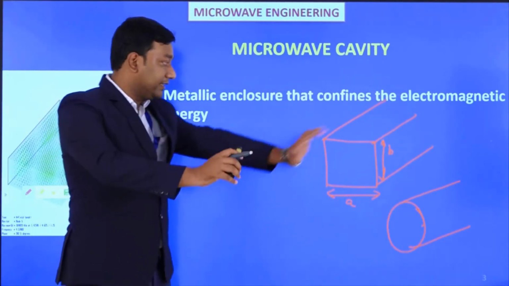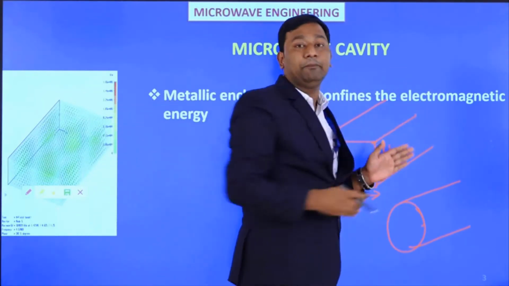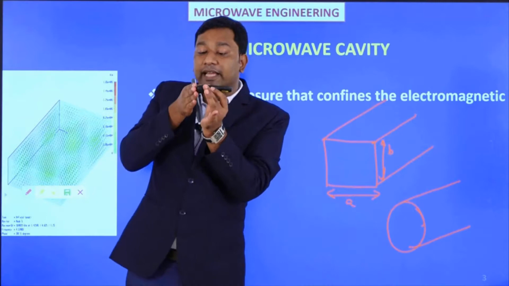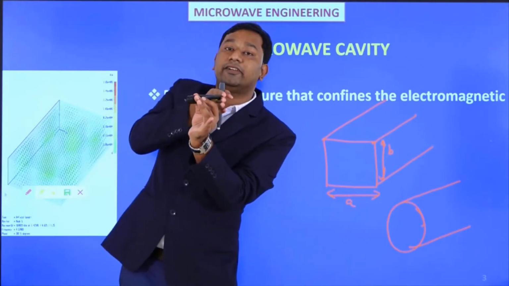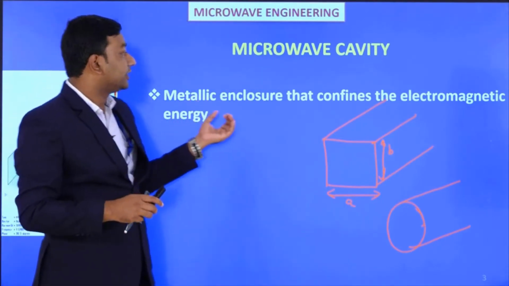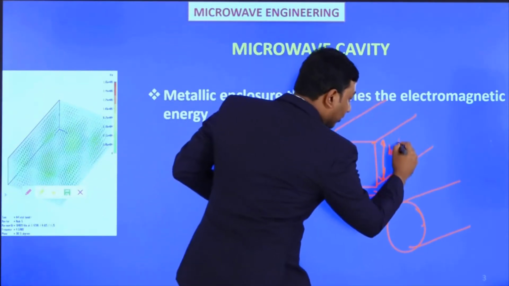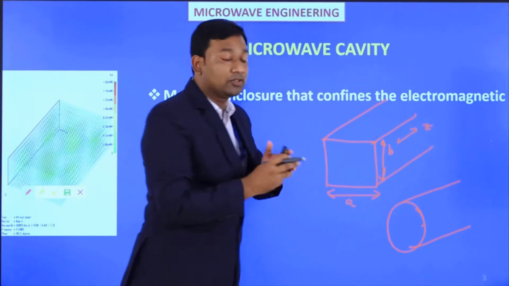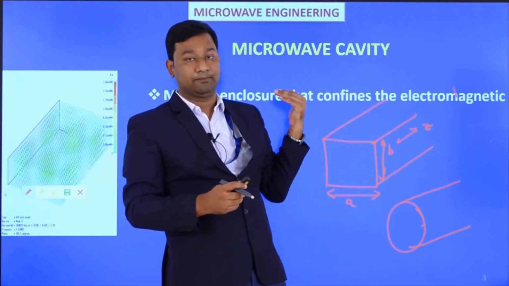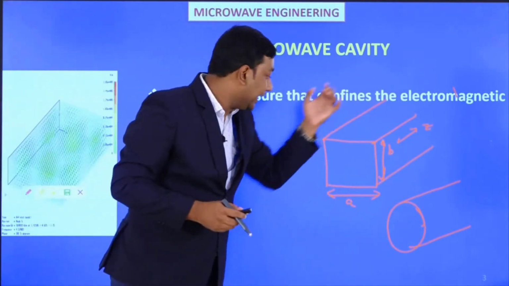Now a cavity resonator is a waveguide where both sides are enclosed by metal plates. If this is a rectangular waveguide, then this side we close with a metal plate, and this side also we close with a metal plate. Earlier we saw the wave flow in the z direction. Now if we place another plate, then reflection will come from that side. So it confines the electromagnetic energy, and that is called a microwave cavity.